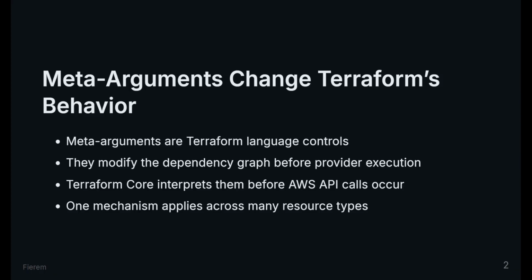Meta-arguments are not provider attributes. They are Terraform language controls that modify how Terraform Core constructs the dependency graph before the provider executes any API call. Meta-arguments operate at the graph level, not the provider level. They instruct the Terraform Core engine how to handle the object before the AWS provider ever sees a configuration attribute.